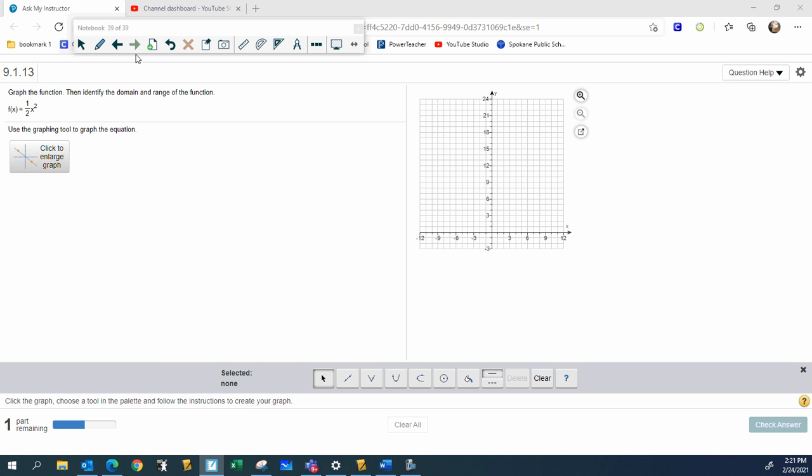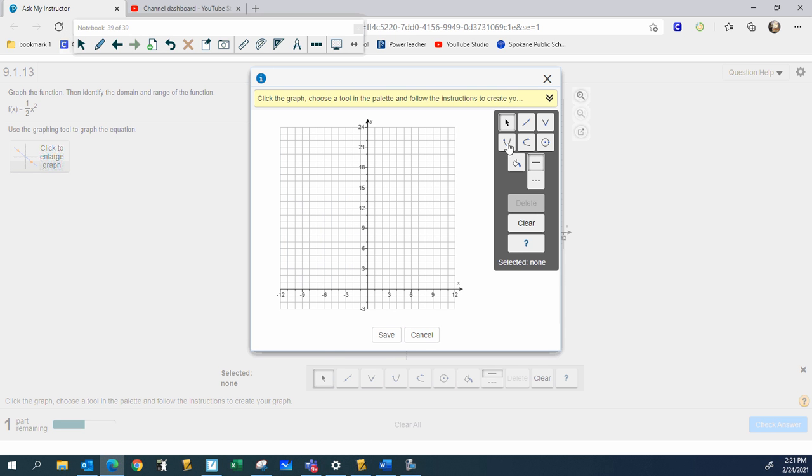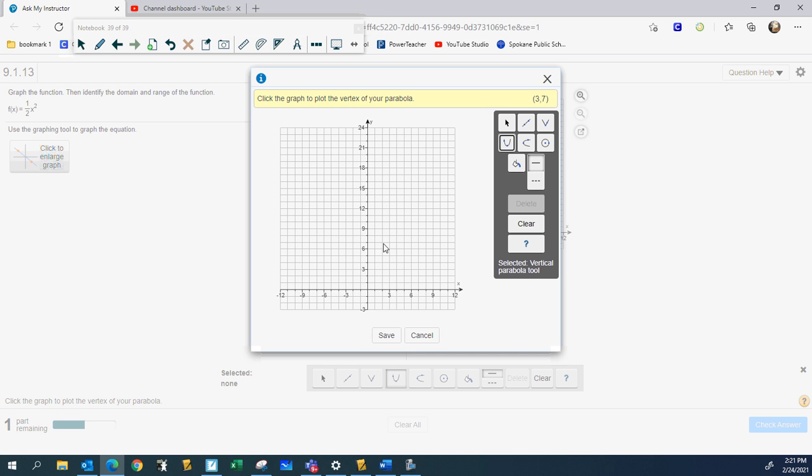I'm going to go through and actually show you how to enter that. We have to choose that it's going to be a parabola. So the shape of the graph is here. It says click the graph to plot the vertex of your parabola. That's the minimum or maximum point. And then it says click the graph to plot a point on your parabola.